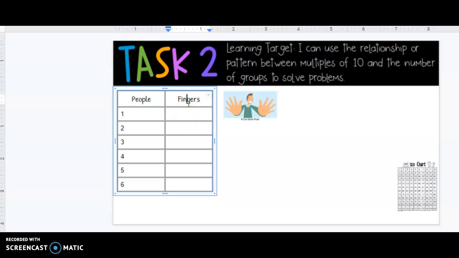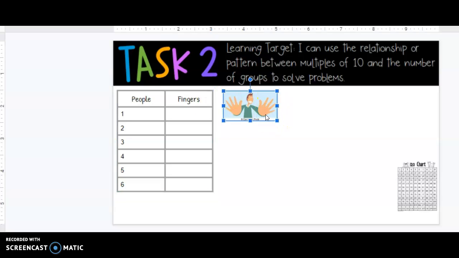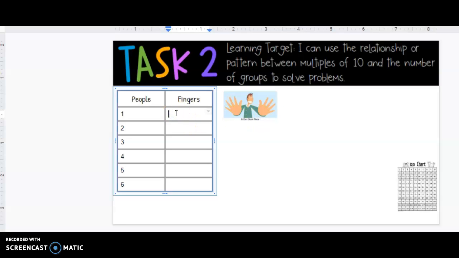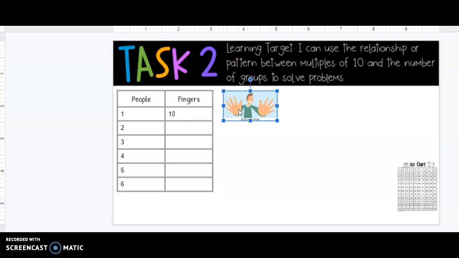So I want you to think about that for 1 second. You have one person. So how many fingers would go on our table today? 10. Great job. So we're going to quickly fill in this chart today because by this time I think you guys have really gotten down this idea of how many groups and how many in a group. So we're going to copy and paste our dude so that we have two people.